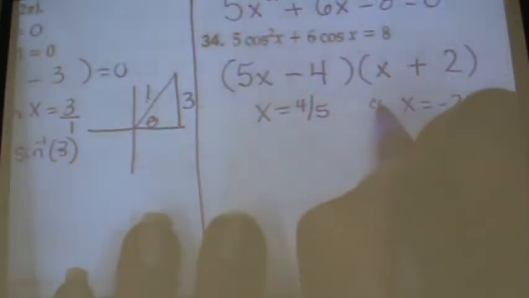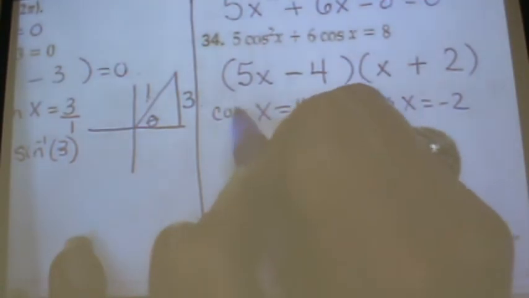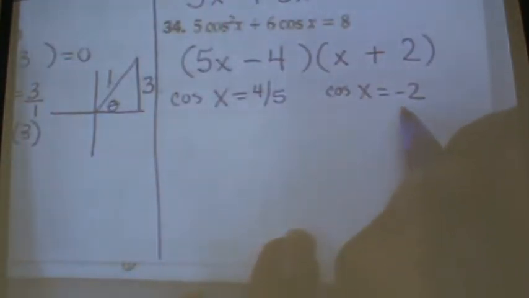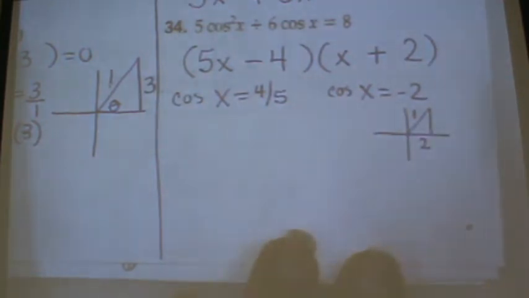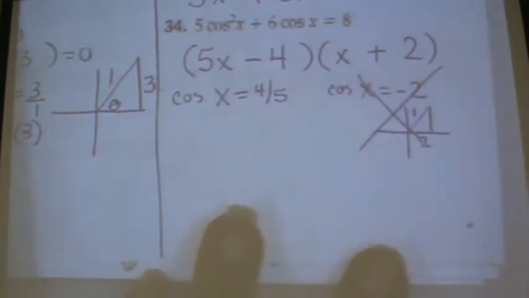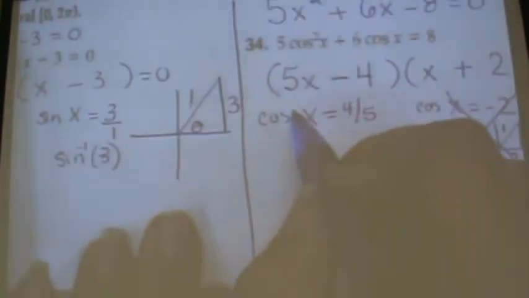You're going to put the word cosine here. Can we do this problem right here? Can we have a triangle where the side adjacent is 2 and the hypotenuse is 1? Nope, can't do that one. So we do this one.